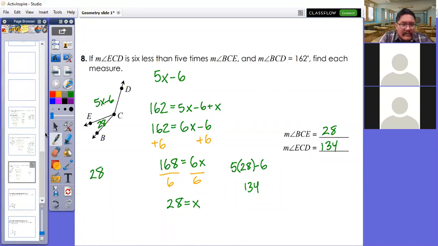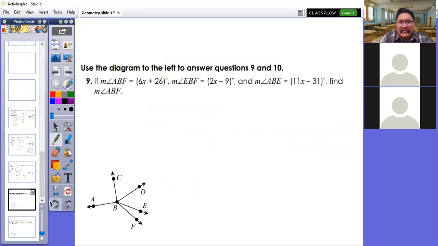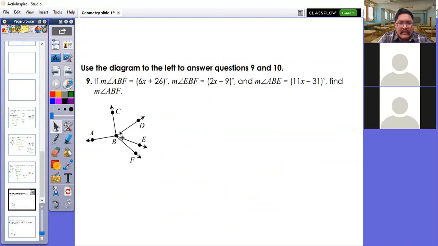All right, let's see. We've got about 10 more minutes. Let's see if we can get through this here. I'm going to go through this maybe a little bit faster than I normally would. All right, so ABF, that's this big one right here, 6x plus 26.